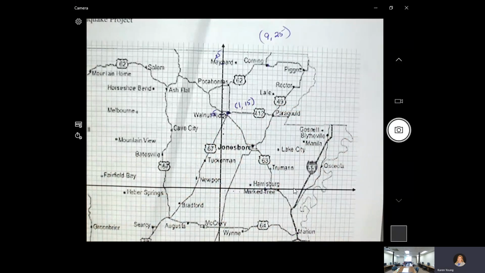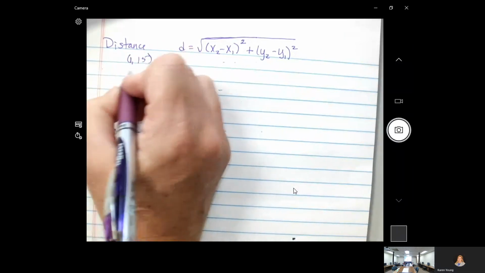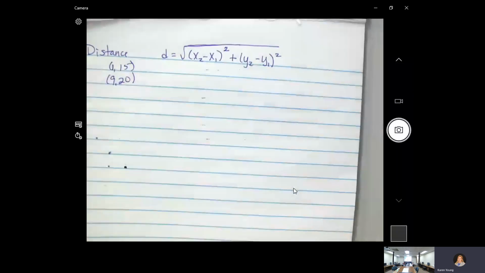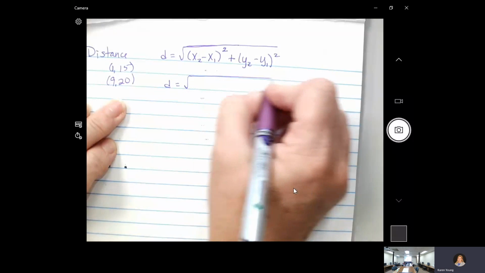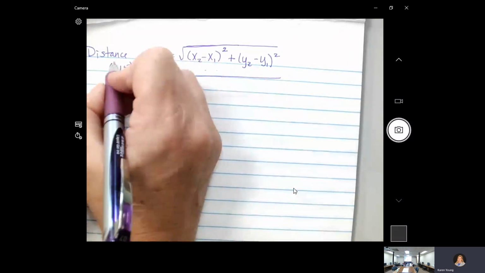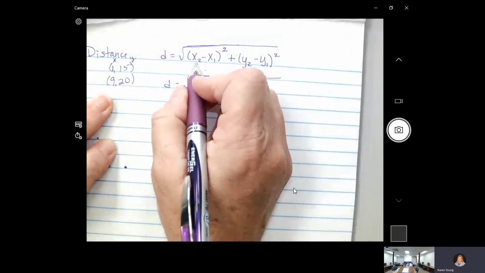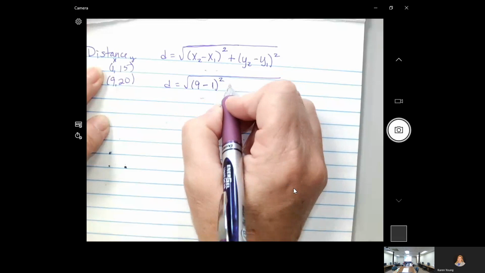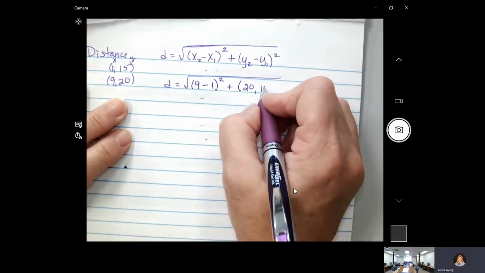So if I want to find the distance between those 2 points, I have 1 and 15, and 9 and 20. I'm going to use those ordered pairs to find out how far it is. So I'm going to find the difference in my x's. The first term is always x, second term is always y. So x2 would be 9, minus x1 is 1. I'm going to square it. y2 is 20, y1 is 15.